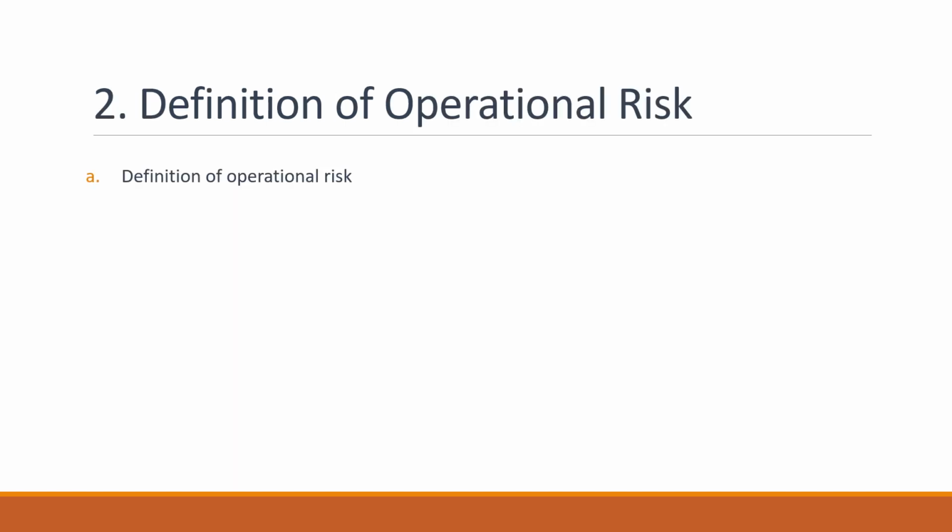Definition of operational risk. Operational risk is defined as the risk of loss resulting from inadequate or failed internal processes, people, systems, or external events. There are three main types of operational risk: people risk, process risk, and external risk.